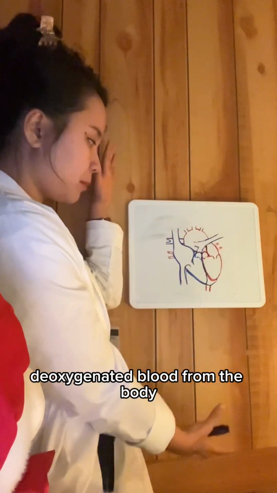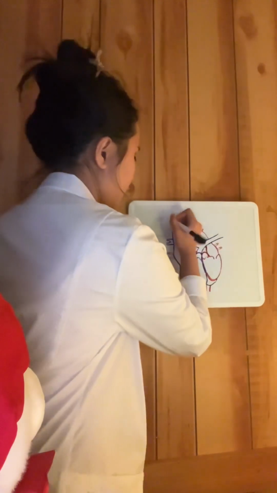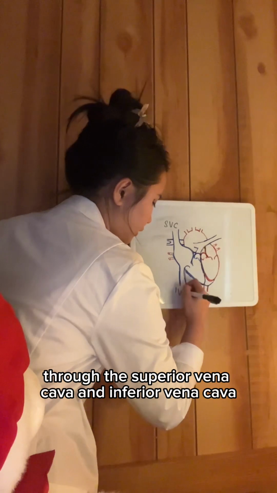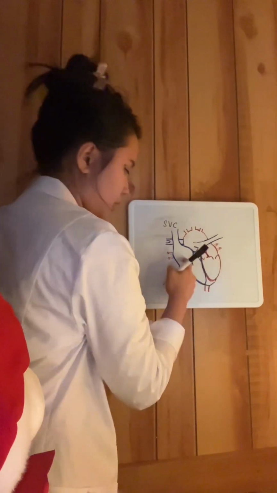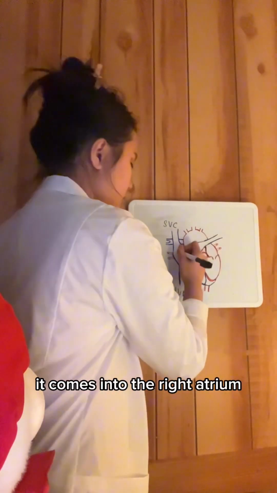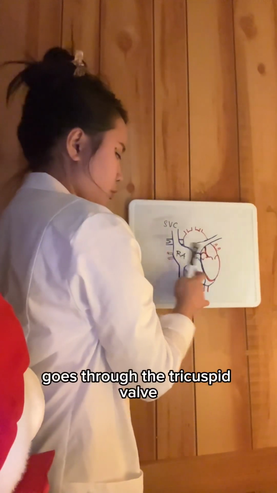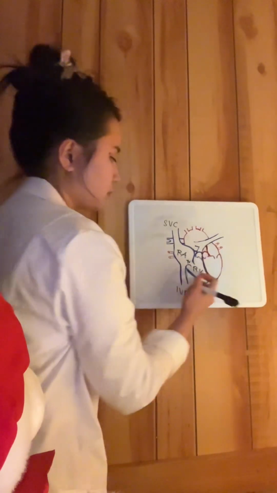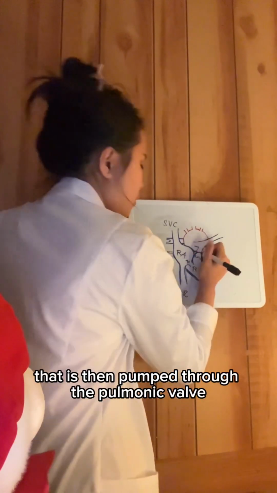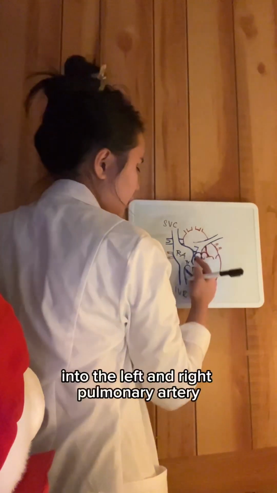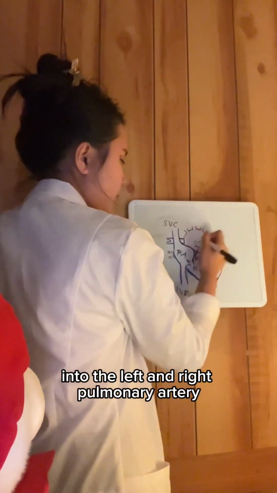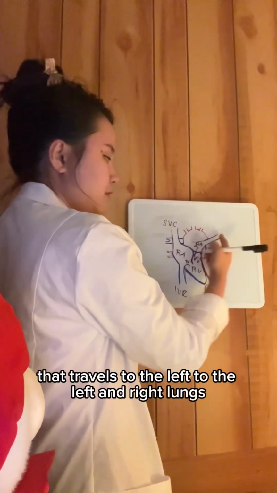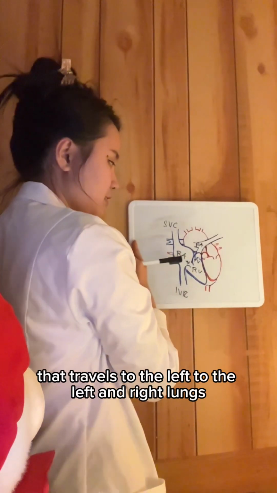Deoxygenated blood from the body comes through the heart, through the superior vena cava and inferior vena cava. It comes into the right atrium, goes through the tricuspid valve and into the right ventricle. That is then pumped through the pulmonic valve into the left and right pulmonary artery. That travels to the left and right lungs.